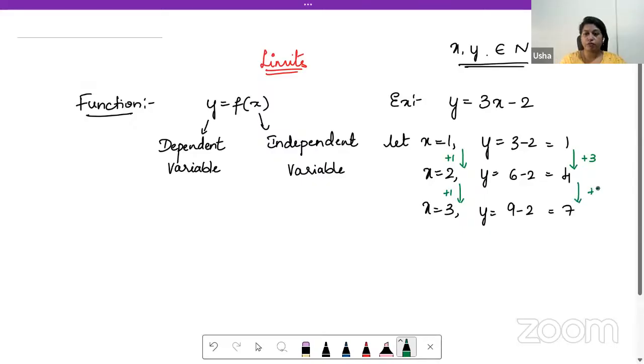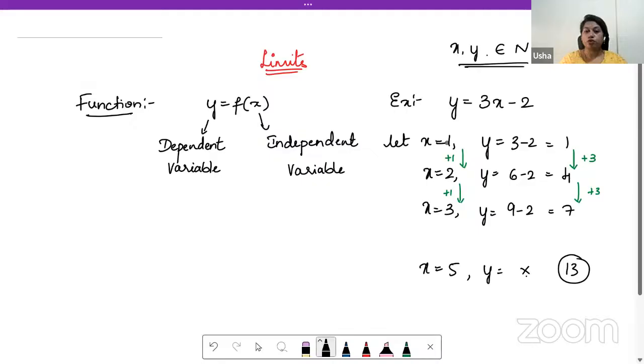Whereas from 4 to 7, the value of y is increasing by 3. Hope you understood this. Now, based on this observation, can I write, when x is 4, it is supposed to be plus 3, which is 10. And when x is 5, it's supposed to be another 3 added, which is 13.